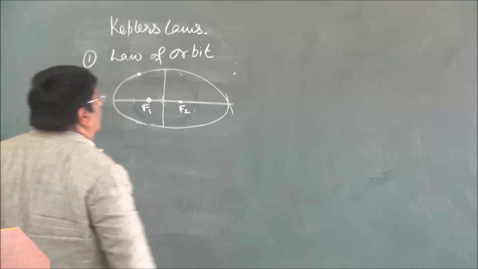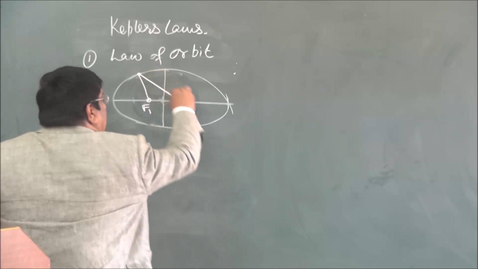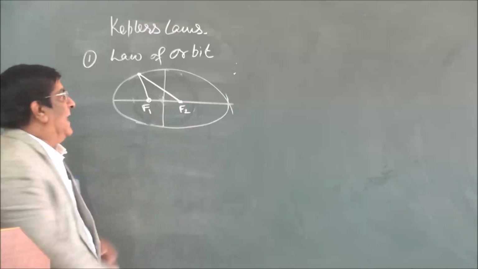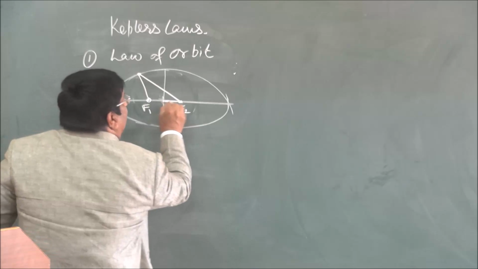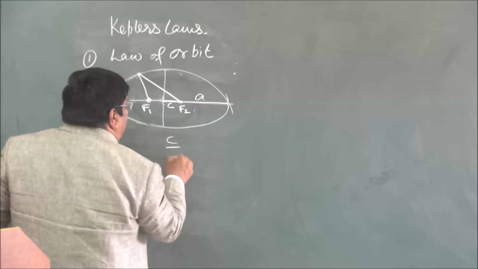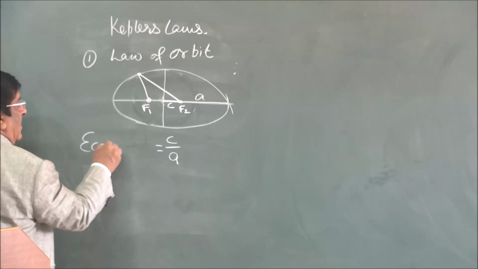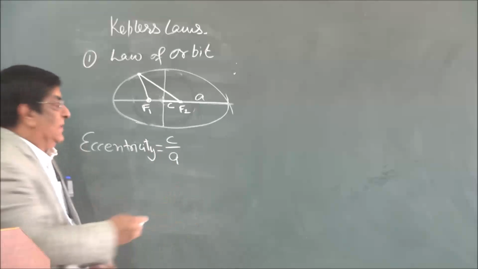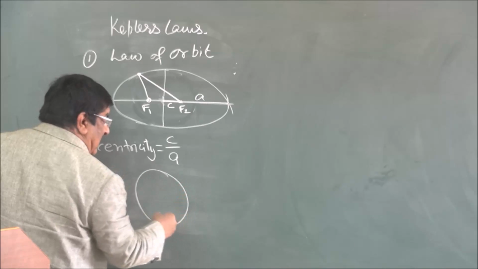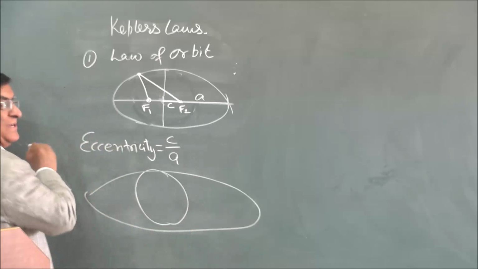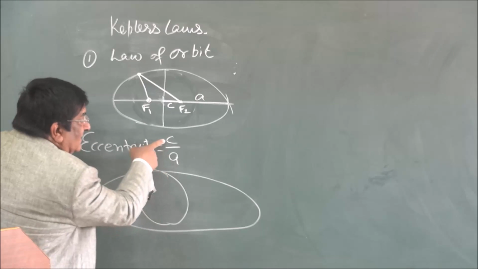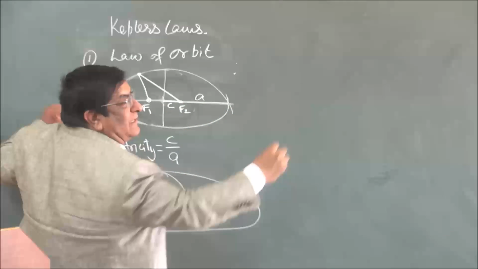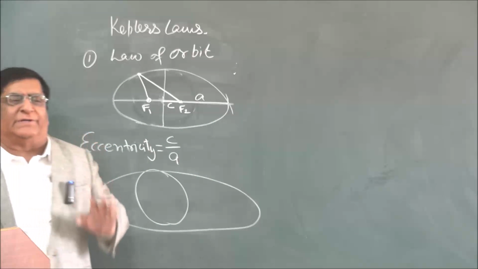And what is the property of these focus? If we join this, then this plus this always remains a constant for every point of the ellipse. Then this point C and this major axis A, C upon A, what is the quantity this gives us? Eccentricity of the ellipse. This ellipse is very less eccentric. This ellipse is very eccentric. Why? You see, the denominator becomes small and this becomes large. The moment it becomes large, eccentricity increases. That is eccentricity.